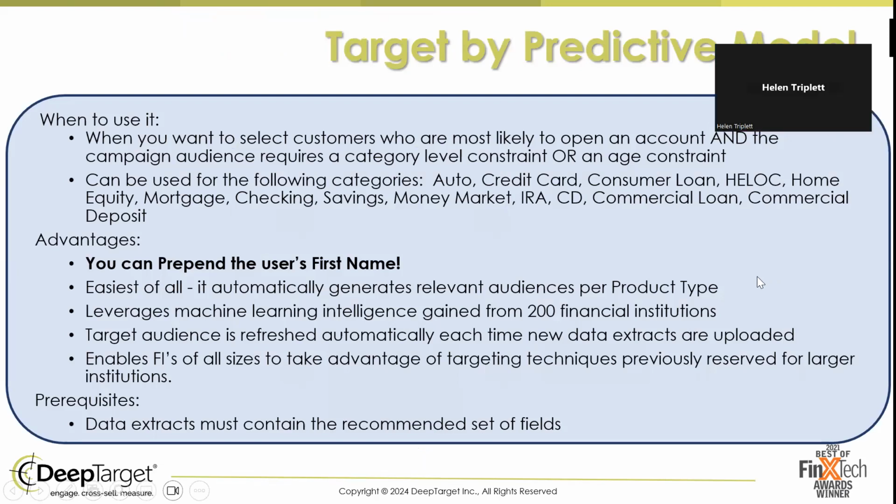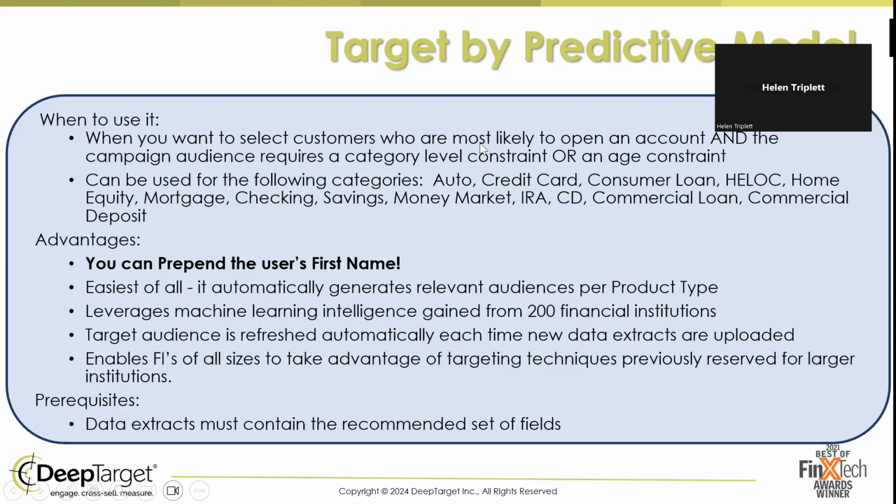Sure. Most everybody uses targeted by rule campaigns, and those are very effective. But if you are using a targeted by rule campaign that's a category level campaign, only category and age, so let's just say anybody over 18 who doesn't have a CD or something like that, you might want to think about using the targeted by predictive model, because the higher propensity of users will be able to see that.